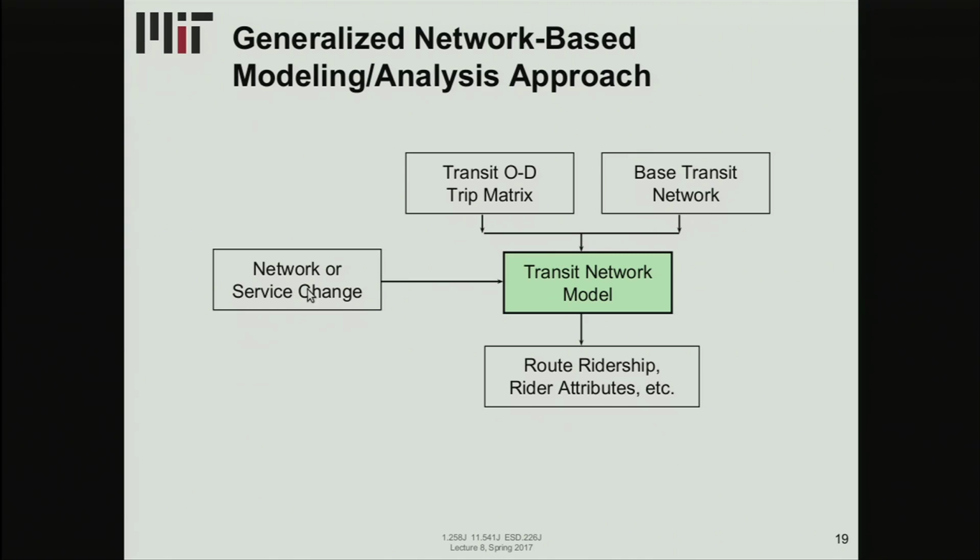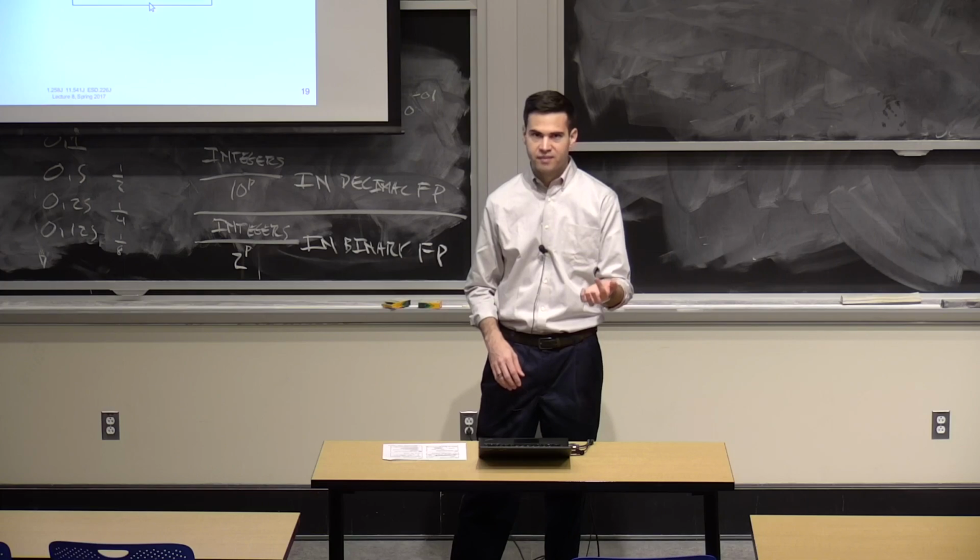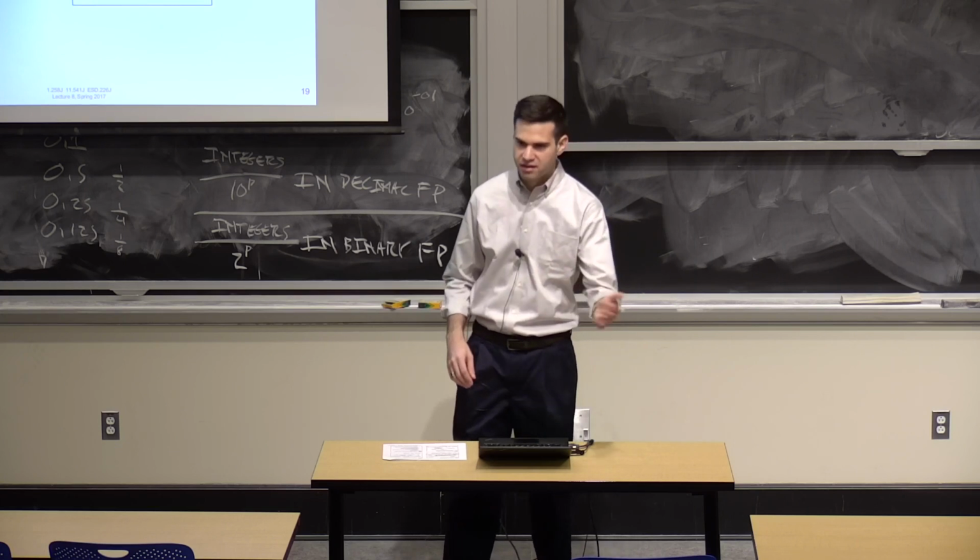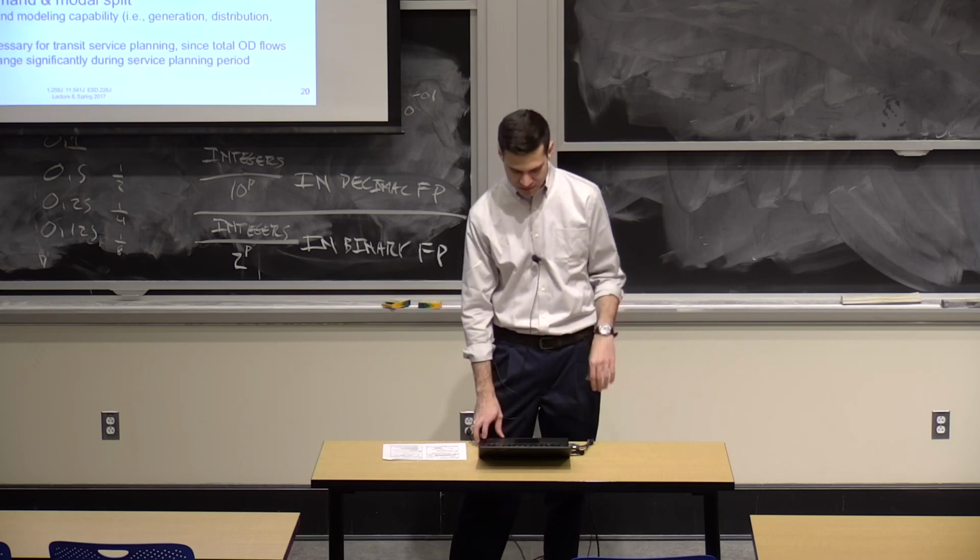And then we tell that model, we're going to make a change. We're going to add a bus line, or we're going to increase frequency, or we're going to increase fares, whatever it is. And that model will look at the current transit demand and predict changes. Okay, so that's the general idea. It'll also output not just ridership and revenue, but things like rider attributes. And you might have information about income and things in GIS layers that can be allocated to different services.